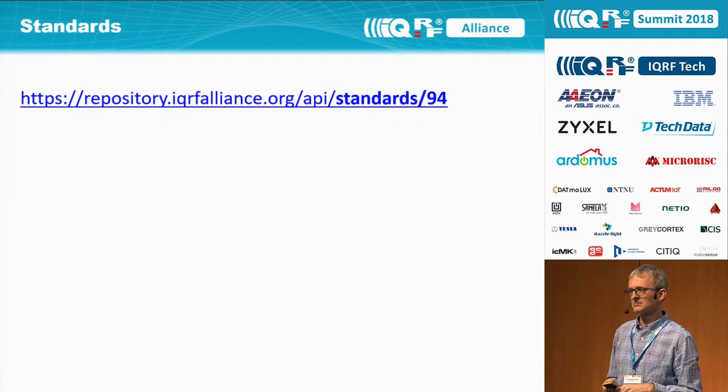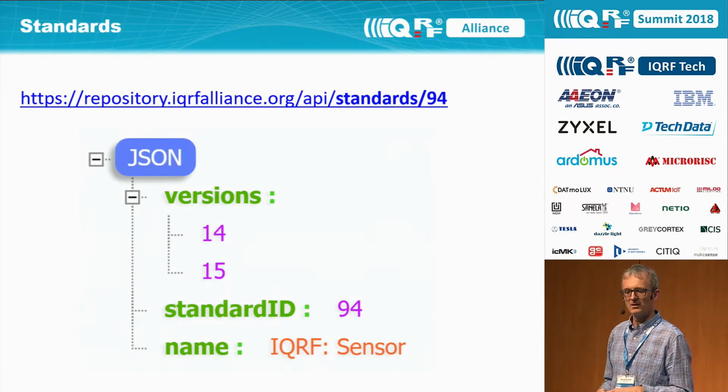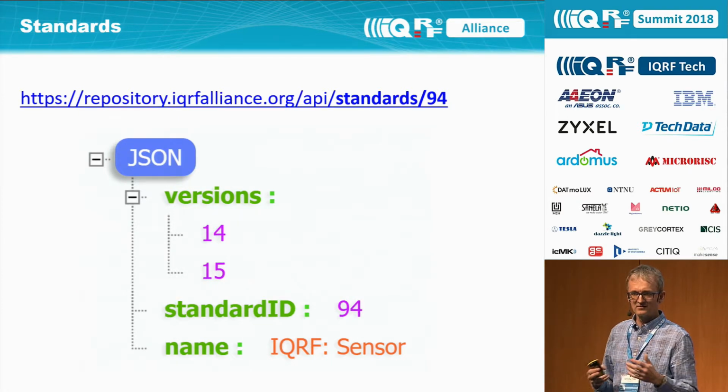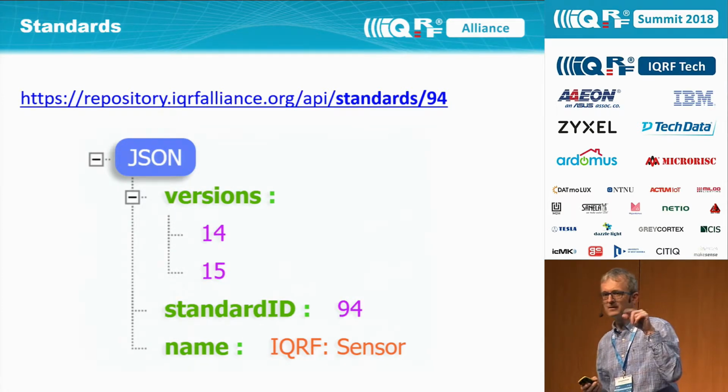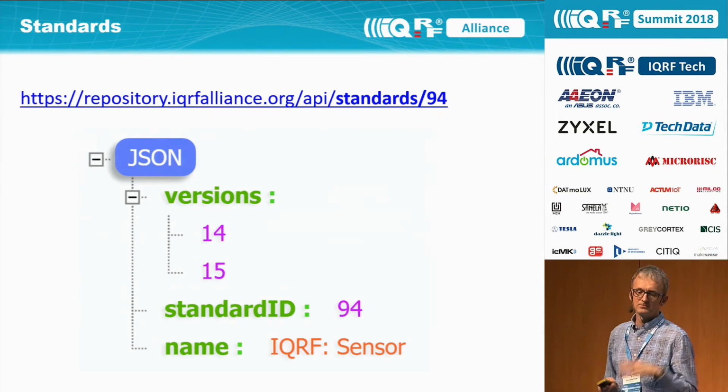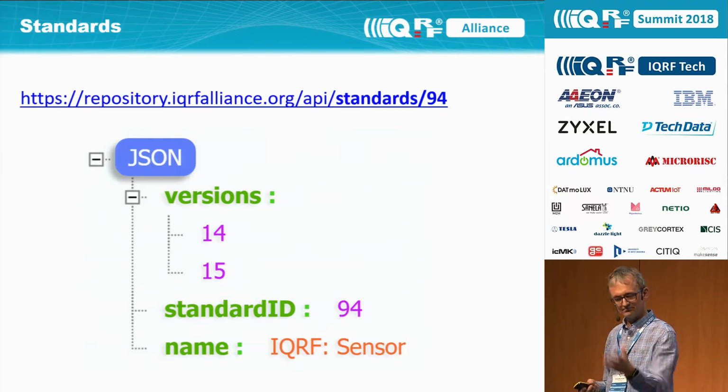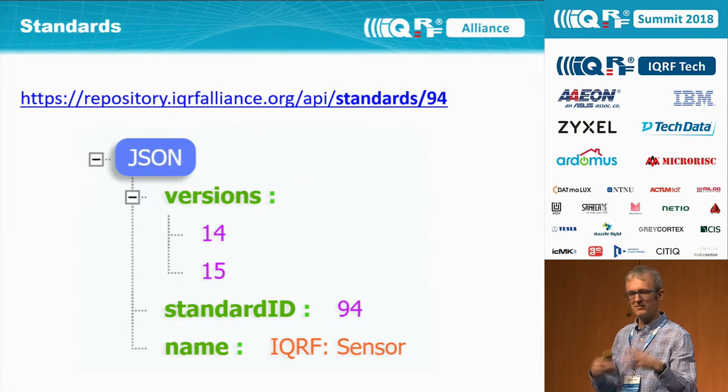So back to the standards. If you want to list them, get the real standard, again, simple URL. 94, by the way, stands for hexadecimal 5E, like sensor. So you ask for the sensor standard. We tell you we have already 2 versions of it. Everything is versioned, by the way.